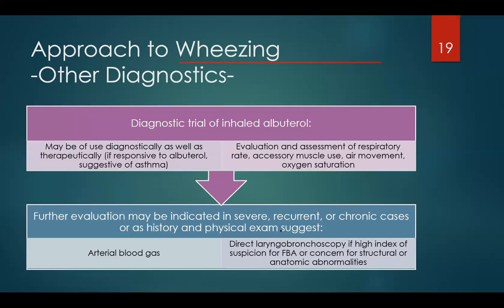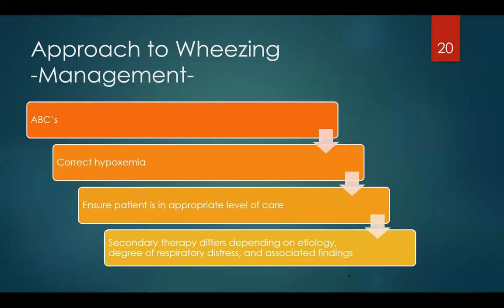Further evaluation may be indicated with chronic cases or more profound cases, but we can also do an arterial blood gas. We can do direct laryngobronchoscopy where we actually go down there with a camera and we want to visualize the structures.